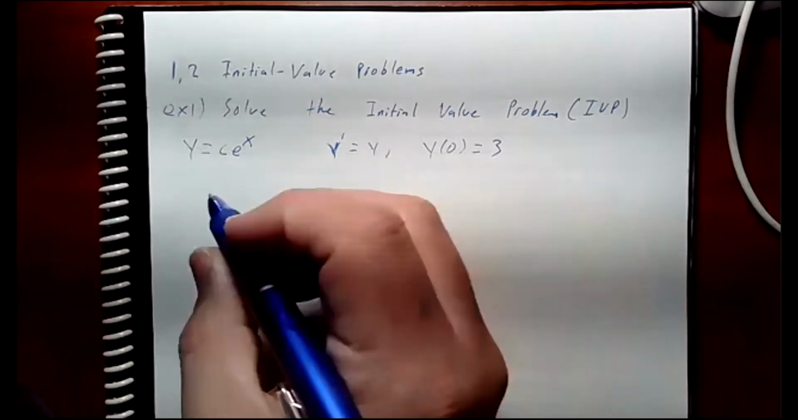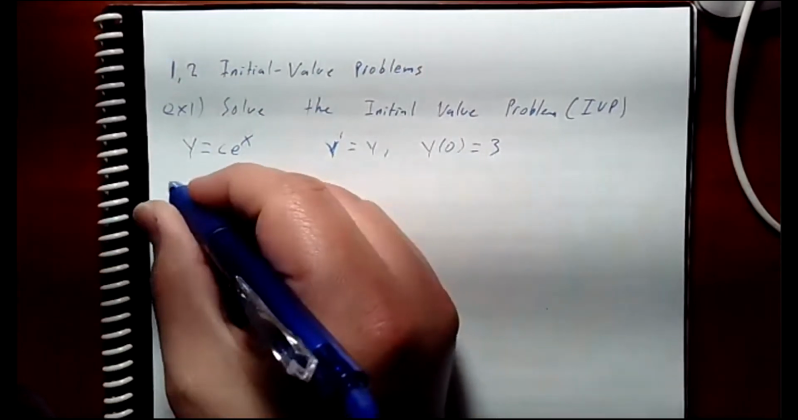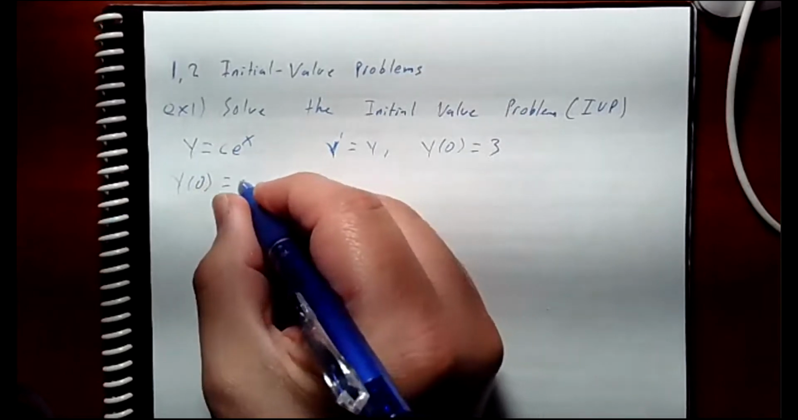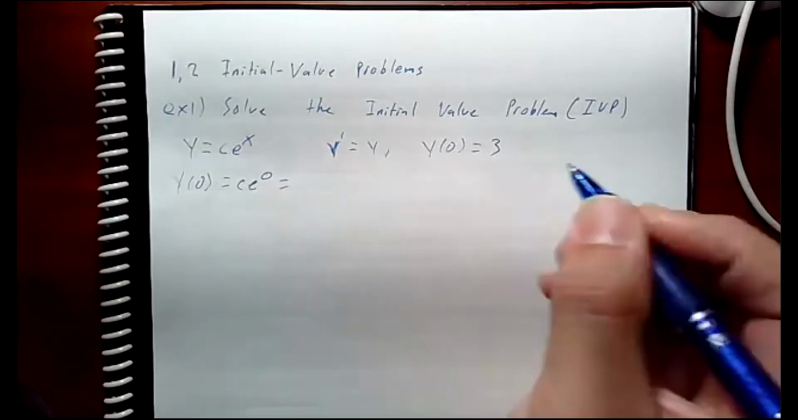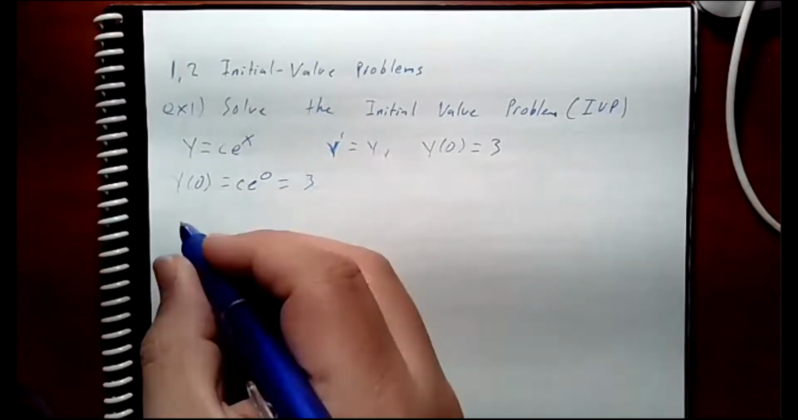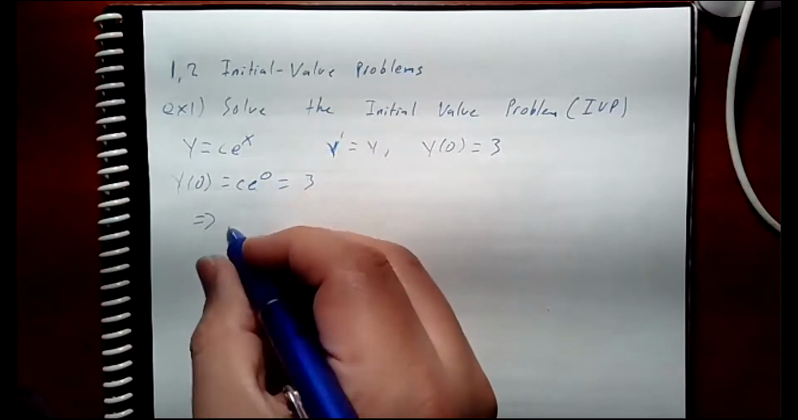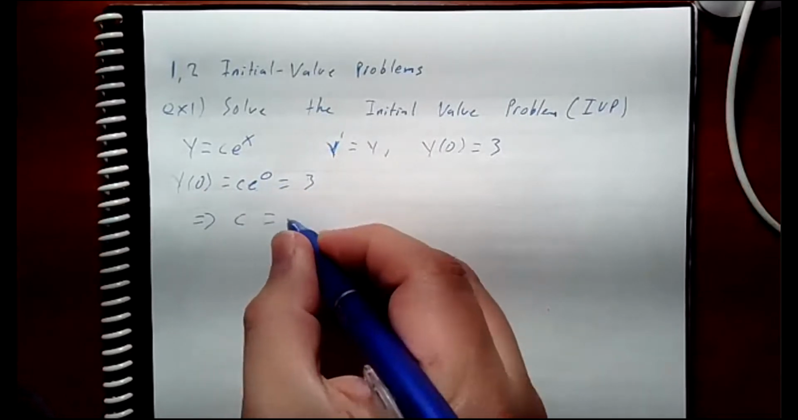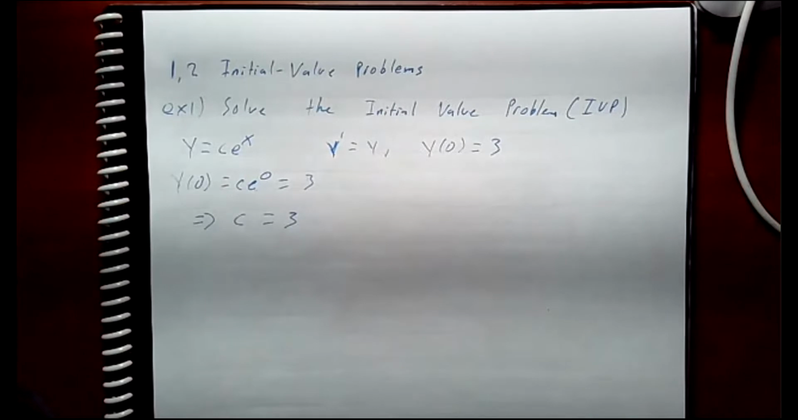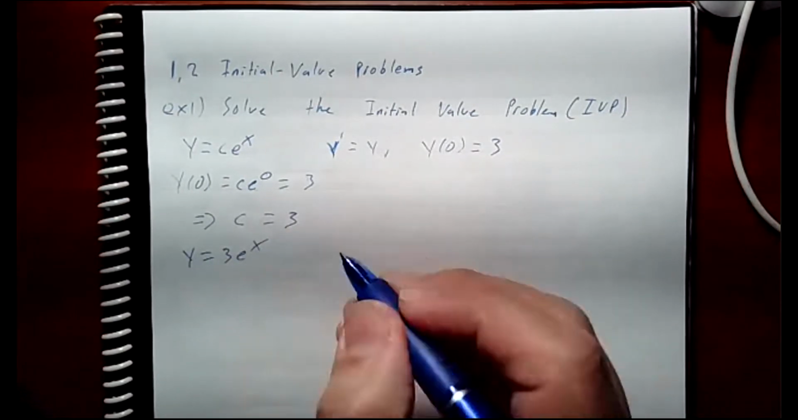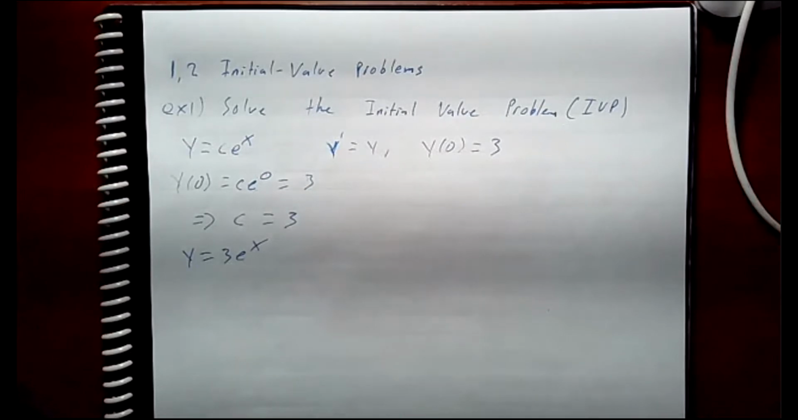So here we go. Plug in 0. y of 0 means you plug in 0 for the x, right? And it's equal to 3. So that implies that Ce^0, where e^0 is 1, so C is equal to 3. So our actual solution would be 3e^x. So that's what I'm talking about. It turns out to be the purple one. Okay. That makes sense?